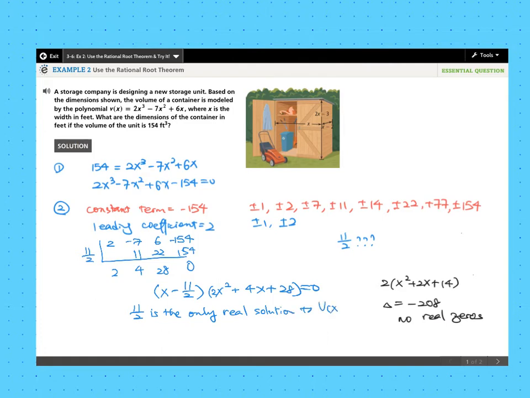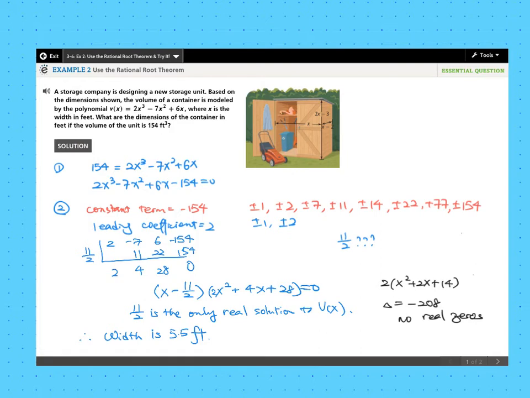To v of x, the original equation. Okay, so you have to interpret it. It's asking you what are the dimensions of the container in feet. So you have to say the width of the container, which is x, is 11 over 2, so 5.5 feet. Right? Speak English. Don't just speak mathematics. I love it when you speak mathematics, but try to speak English here.